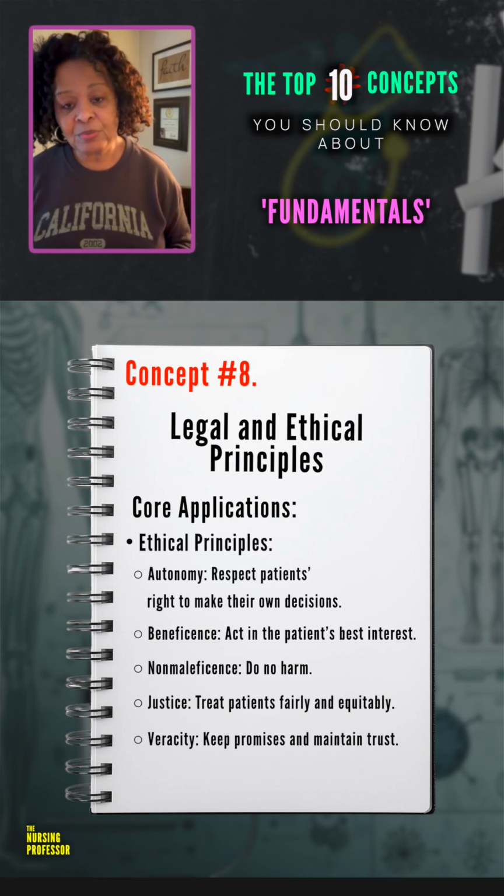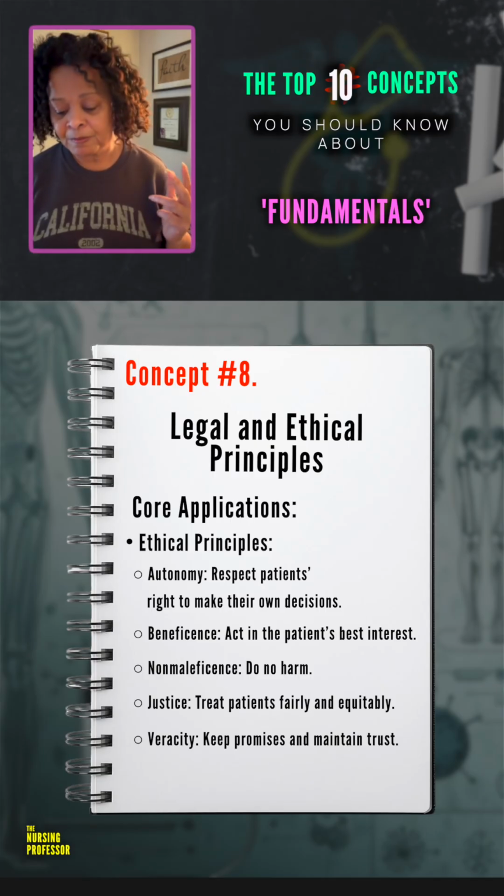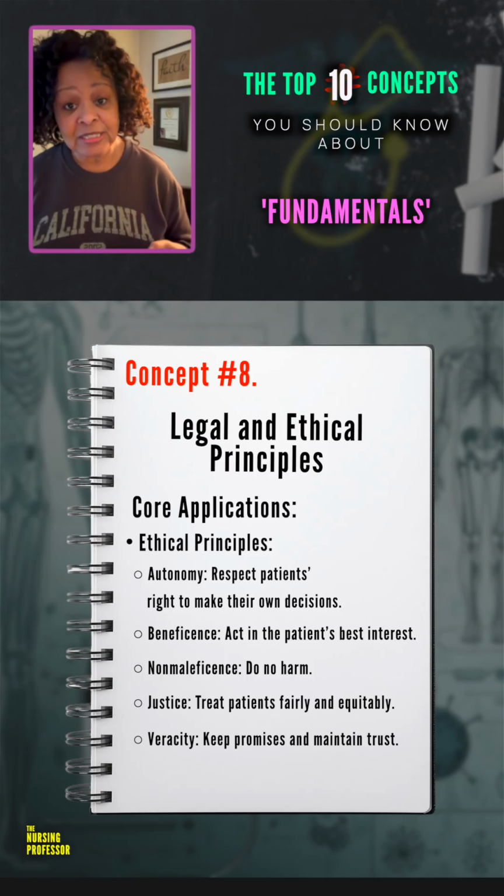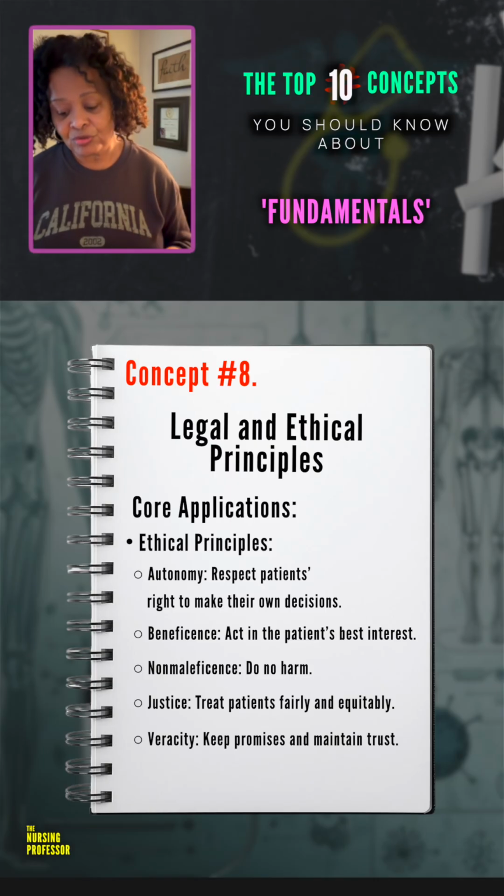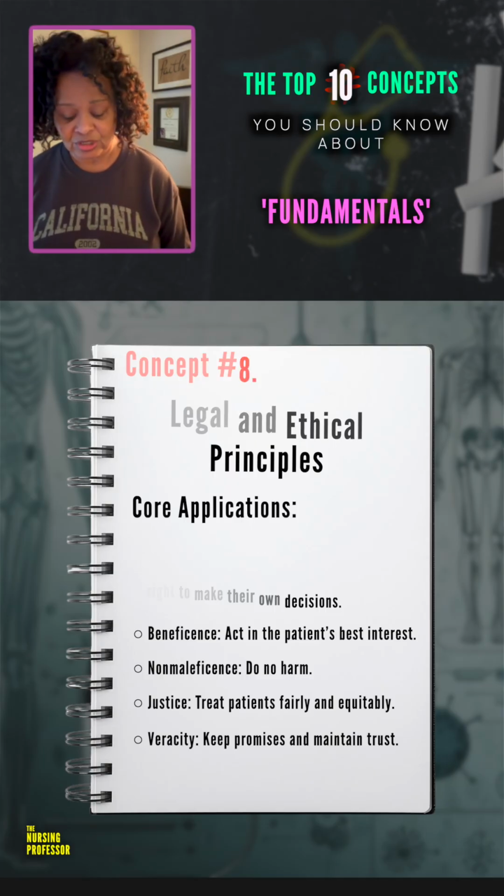The 5 ethical principles you should know is beneficence, meaning we do good; nonmaleficence, meaning we do no harm; justice is all about fairness; veracity is truth; and autonomy is about a person can make their own decisions.